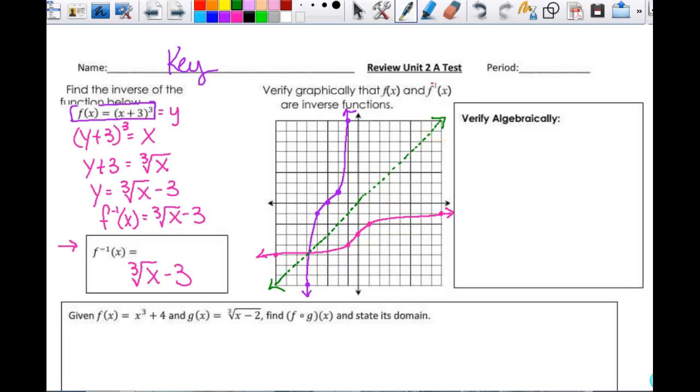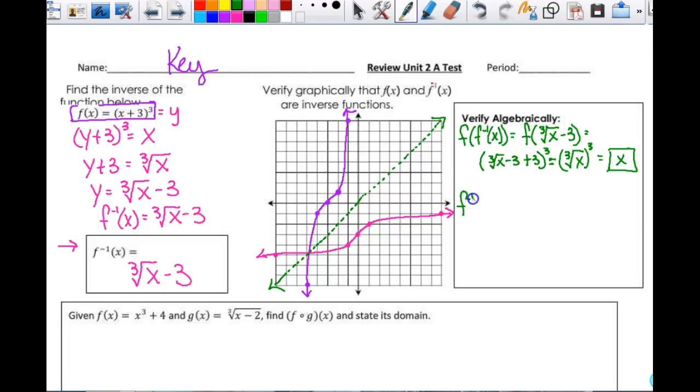Then I need to verify algebraically. So in order to do that, I have to show that f of f inverse of x equals x. I have to find that first. So then this is going to be f of cube root of x minus 3. So I'm going to substitute that in, and I'm going to get cube root of x minus 3 plus 3 cubed. So that's really just the cube root of x cubed, which is x. So I have shown that f of the f inverse of x equals x.